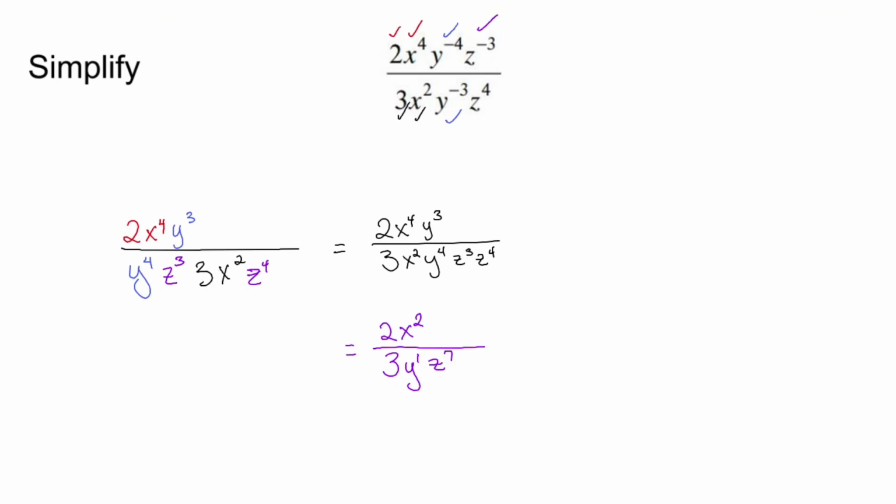So cleaning this up just a little bit, I have 2x squared in the numerator, 3y to the invisible 1, z to the 7th in the denominator. Fun stuff.